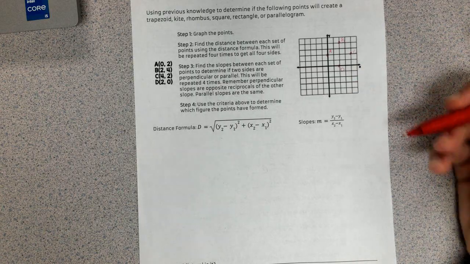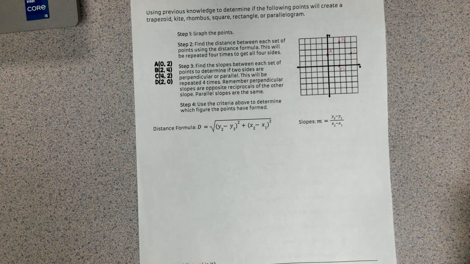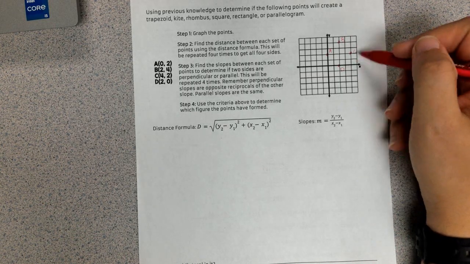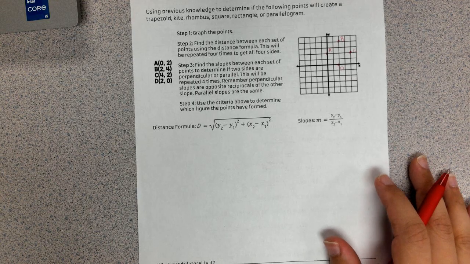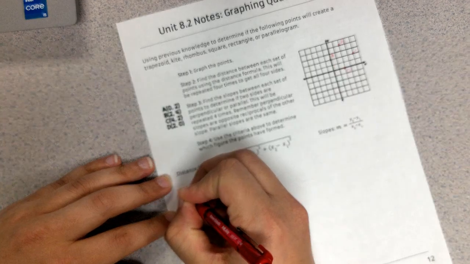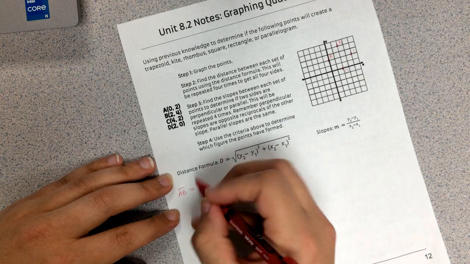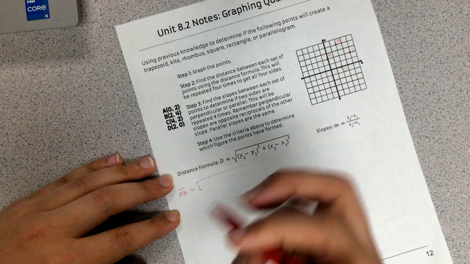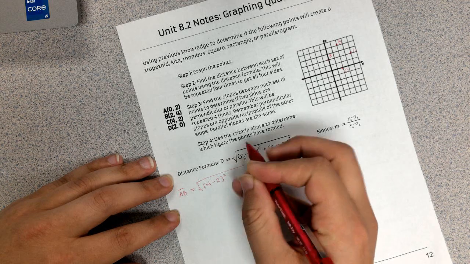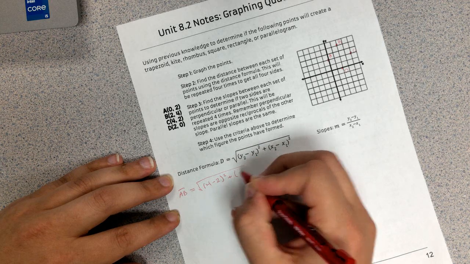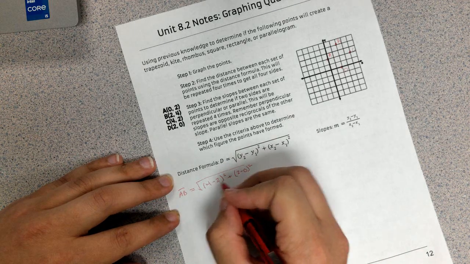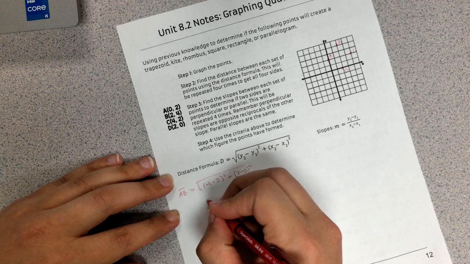Now, I have to start by finding the distance between each. Okay, so we're going to do the distance formula several times because we have 4 distances we need to find. So let's start with distance AB, which is equal to the square root of y2. Since B is my second point, I'm going to use that. So 4 minus 2 squared plus 2 minus 0 squared. So I get 2 squared plus 2 squared, which is the square root of 8.